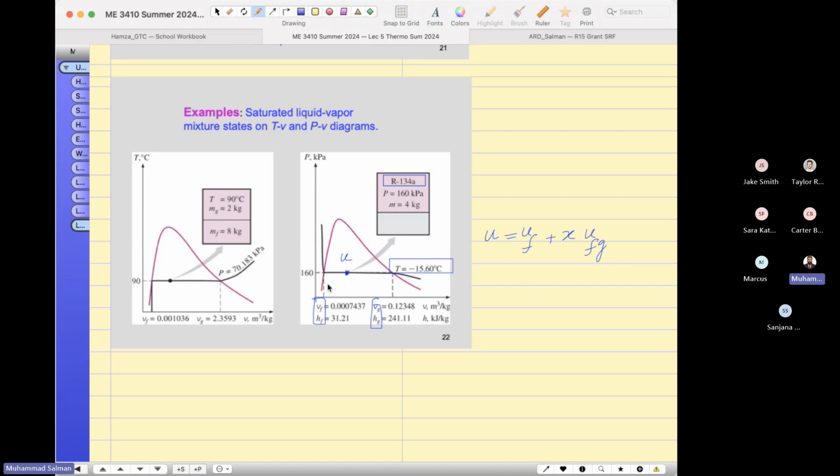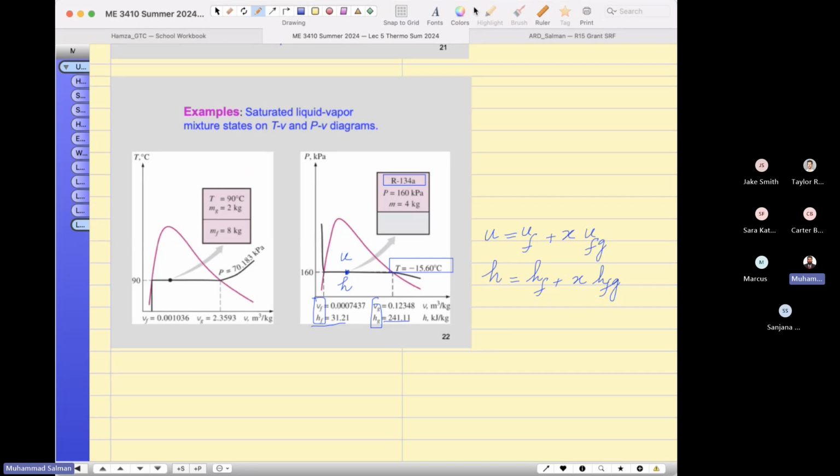And if I ask you, okay guys, can you find out enthalpy at this same point? You will say, yes Professor, h_f plus x h_fg. For example, h_f is given, h_g is given, so you can find it out easily from the table. Have you understood how to find out the properties inside the latent heat region?